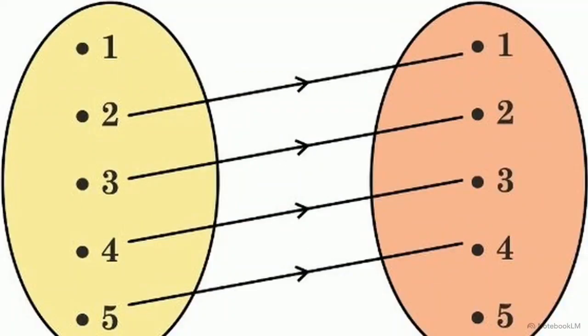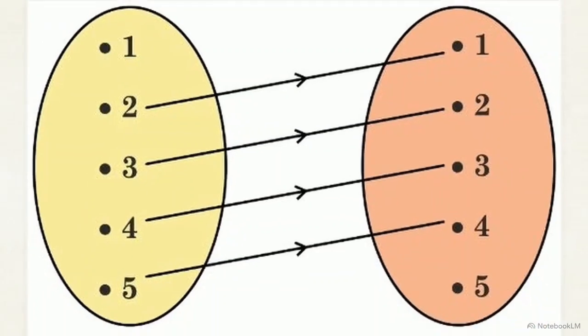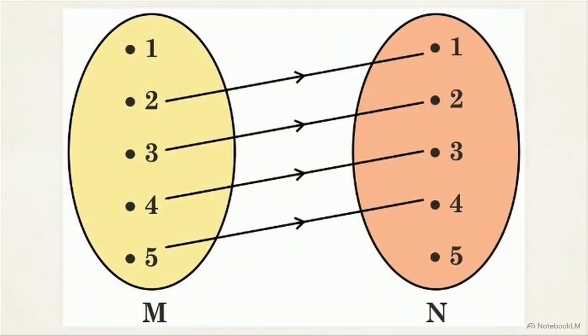Here is another broken machine in diagram D. Look closely at the number 1 in set M. It has no arrow at all. If an input does nothing, the rule fails again. Every domain element must be used. Empty inputs mean it is not a function.